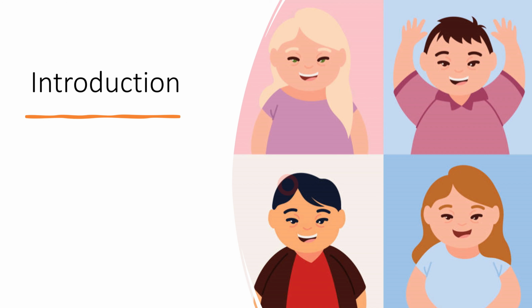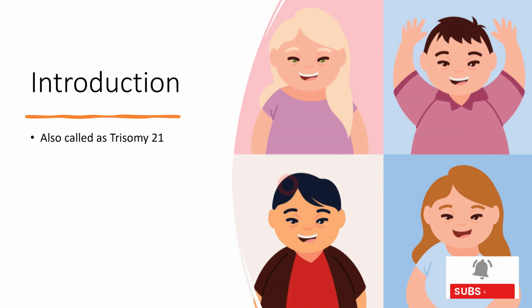Now, Down syndrome is also called trisomy 21. Now, why is it actually called trisomy 21? Because there is a third copy of chromosome number 21. Normally, there are only two copies of each chromosome. But in cases of Down syndrome, there are three copies of chromosome number 21. Therefore, it's a genetic disorder.